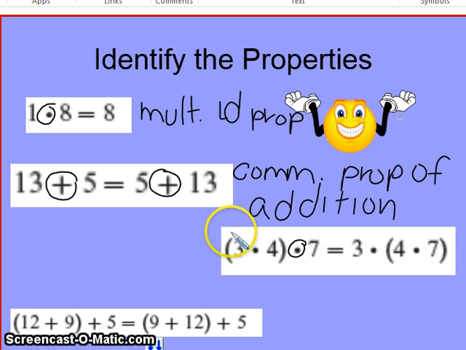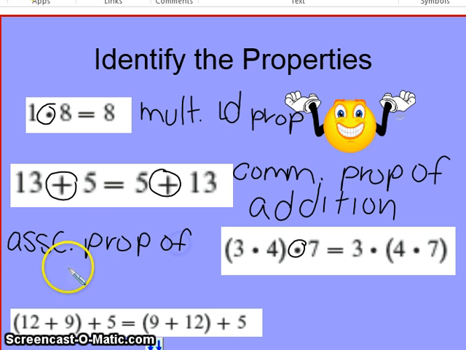The difference here is the parentheses. We're grouping 3 and 4 together here, and 4 and 7 together right here. So we're dealing with how the numbers are grouped. And the property that deals with the grouping of the numbers being able to change is the associative property. So this is the associative property, and I need to specify that it's of multiplication.